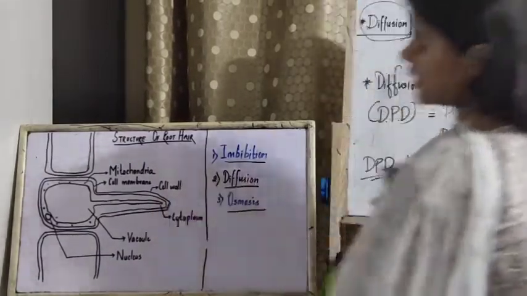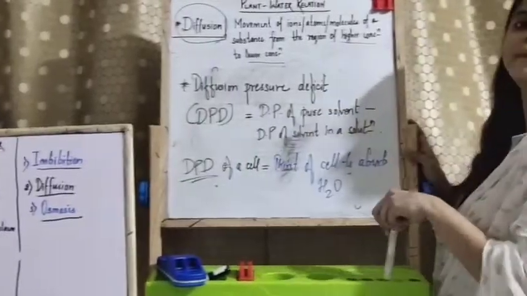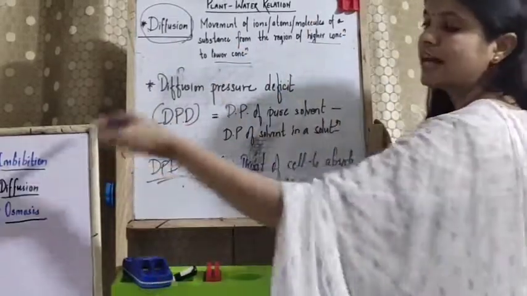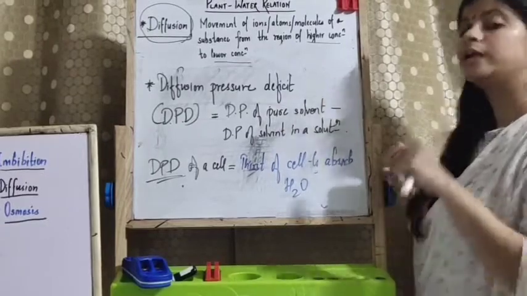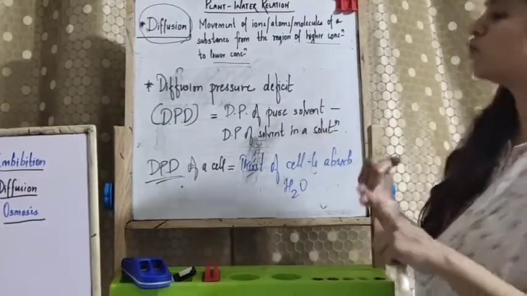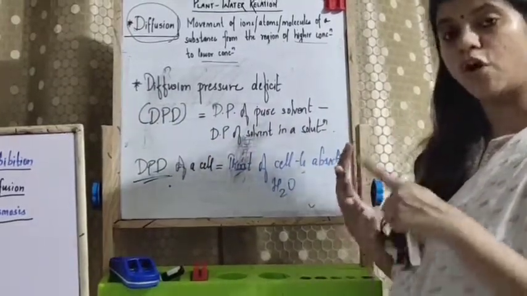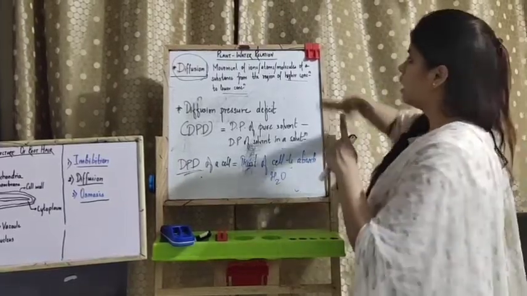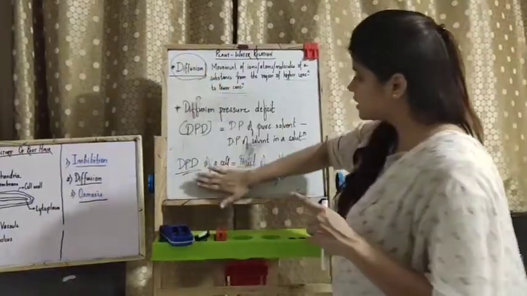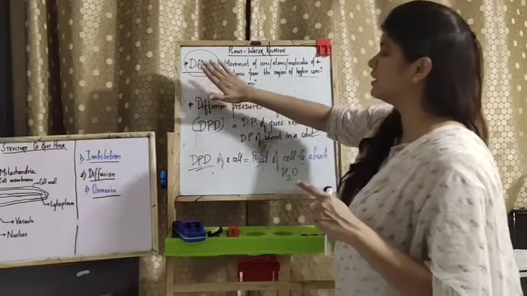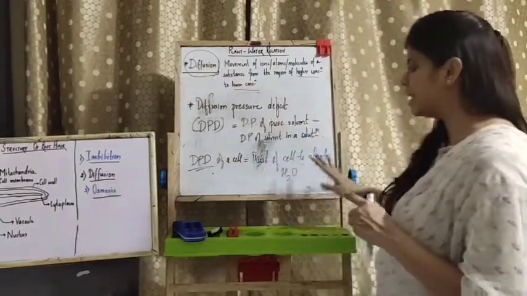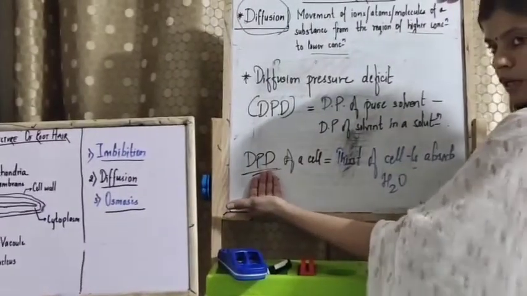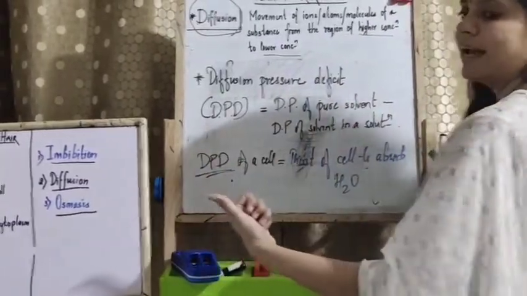The water enters the cell wall because of this DPD. Why is diffusion important? Because diffusion will help the root cell to absorb water against gravity. It will also help in the absorption of other nutrients essential for the growth and development of the root cell. Again, I'll repeat why DPD is required: DPD is created and helps the water get absorbed in the root cell.